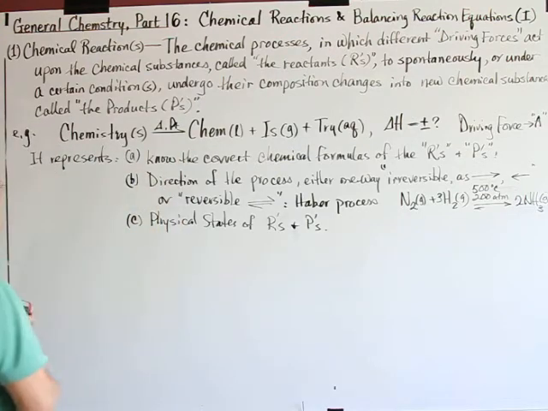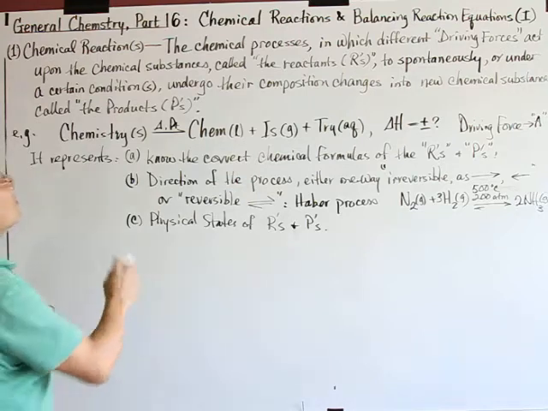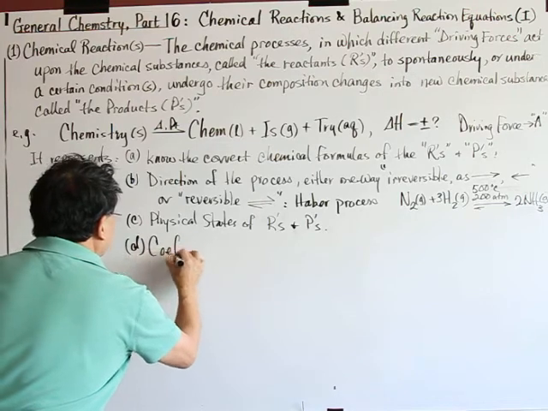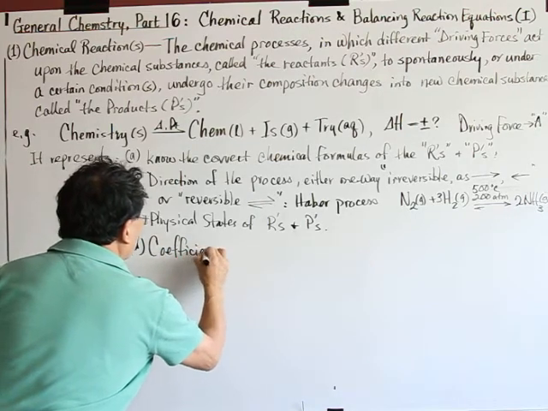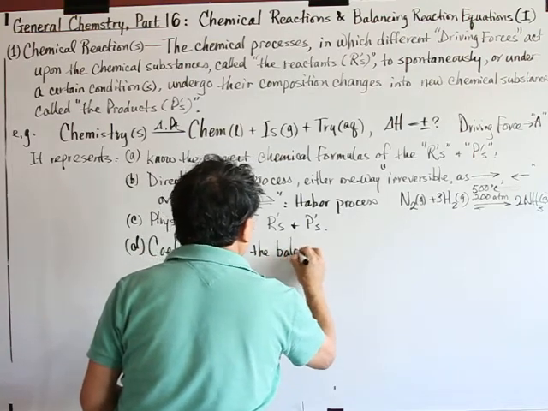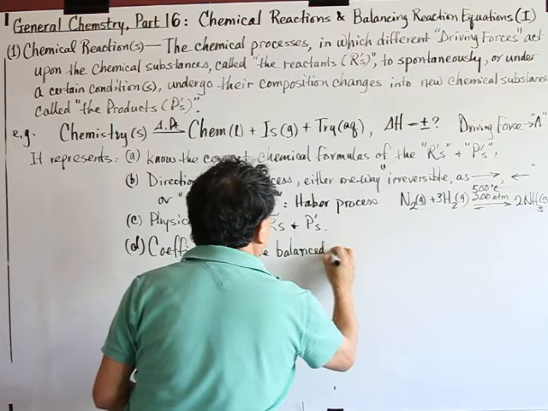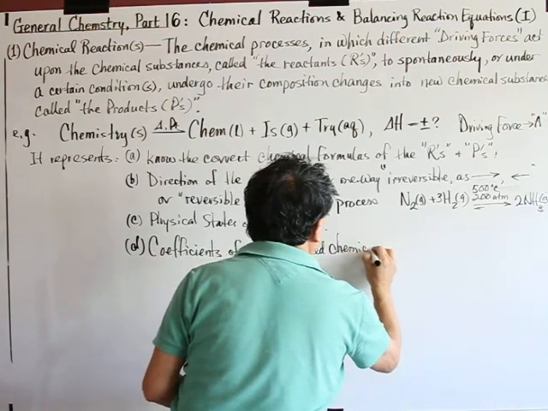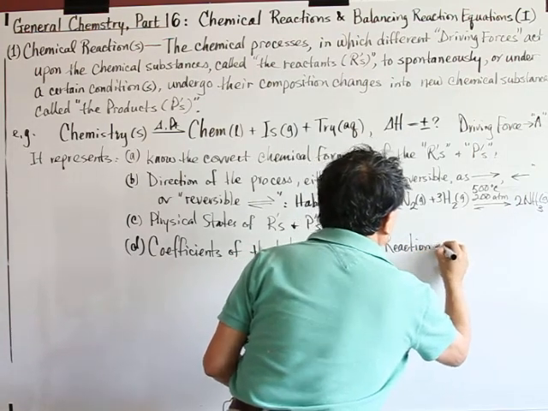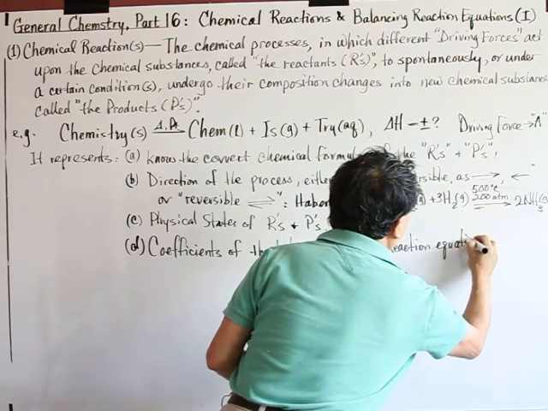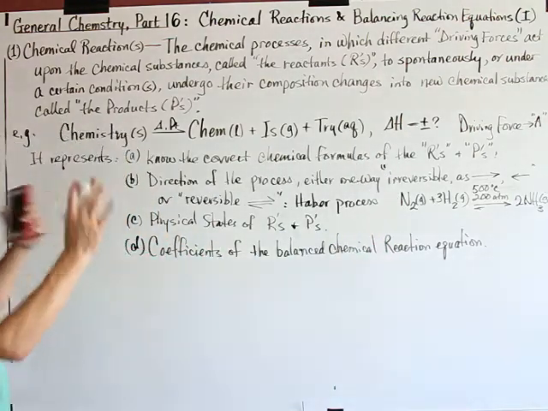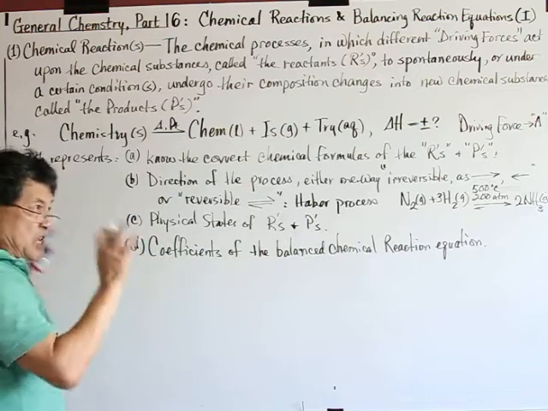And that's the chemical formula and the process directions. Of course, another one is the coefficient of the balanced chemical reaction equation, right? So normally, what is a coefficient? You balance a chemical reaction. In this particular case, it is a balanced chemical reaction.